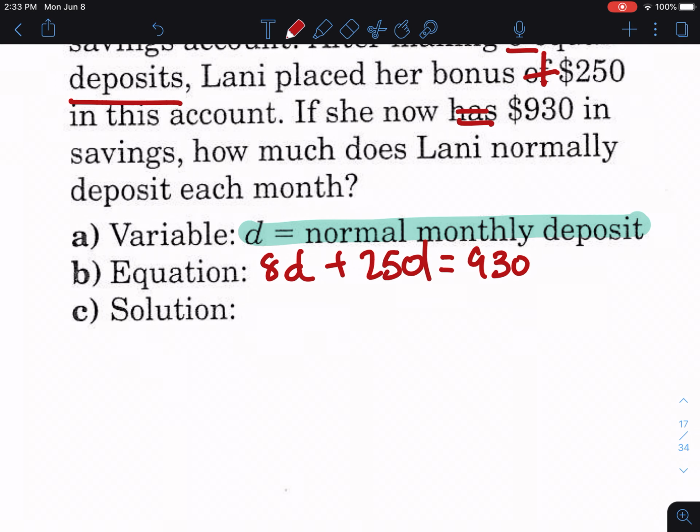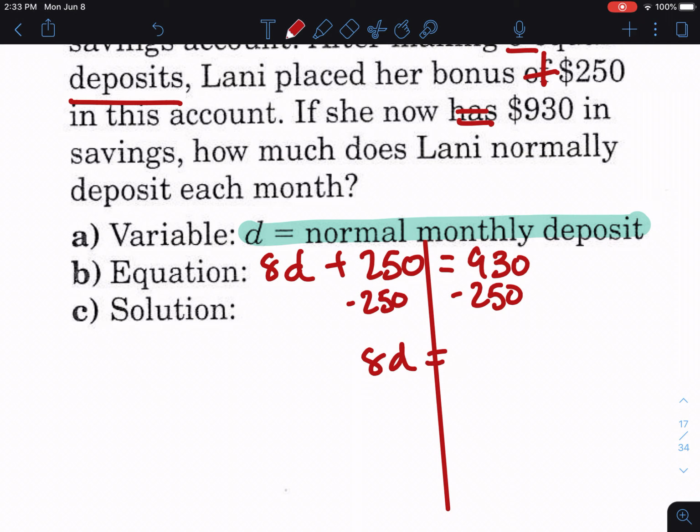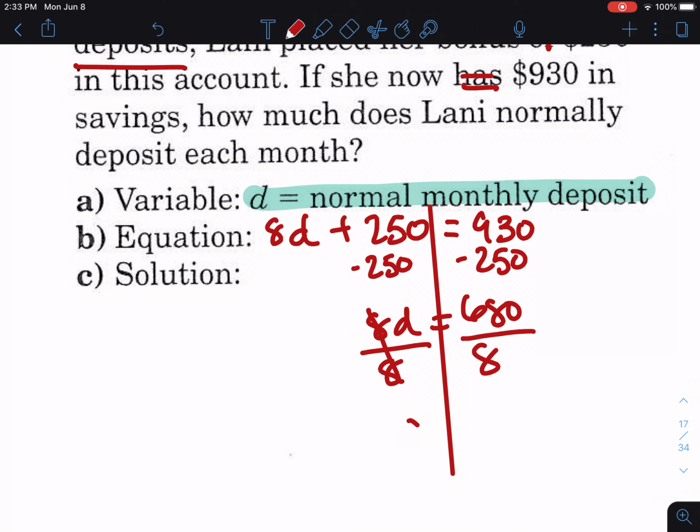Okay, so we're going to solve for D. We're going to do that by subtracting $250 from both sides. So we have 8D equals $930 minus $250, which is $680. We're going to divide both sides by 8. And we're going to end up with D equals $680 divided by 8. So she started with $85.